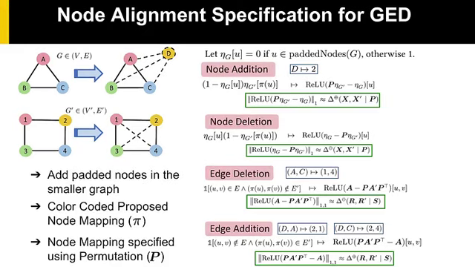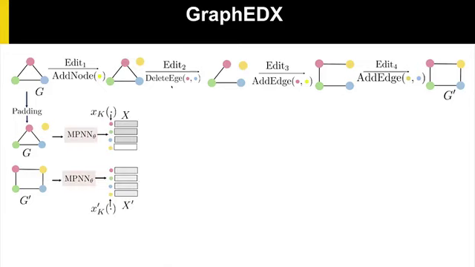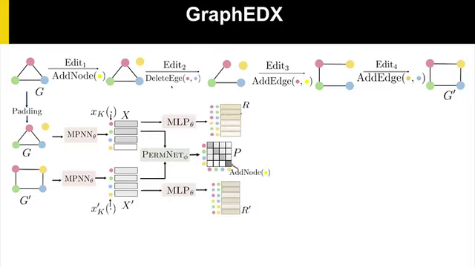In this paper, our key contribution has been to design neural surrogates for these matricized operations using novel neural set divergence formulation. Our model is called GraphEDX, and given the example graph pair from before, we send the padded graphs into identical MPNN architectures, which gives us the corresponding node embedding matrices X and X prime, which are fed into a permutation network to obtain a proposed node alignment map, which can directly infer the node additions and deletions.